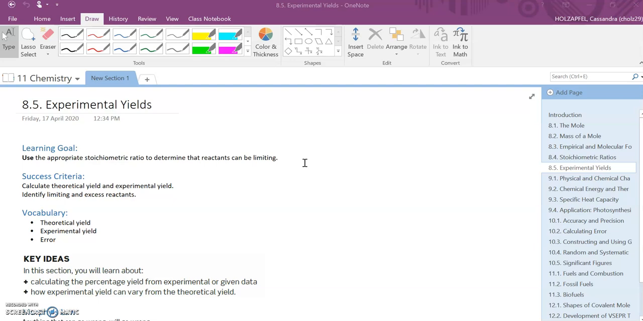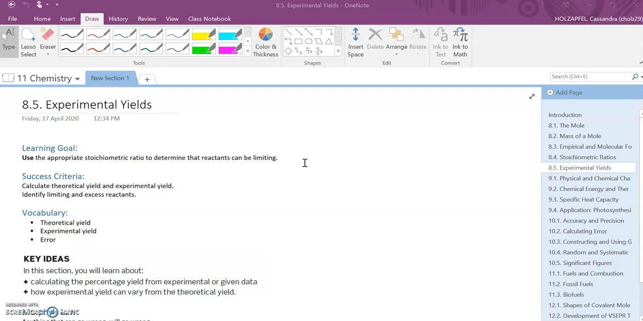So what we're going to be looking at today is experimental yields. In our last chapter, we were talking about using stoichiometric ratios and balancing equations. We're going to use that information now to help us determine an experimental yield. Success criteria for today: calculate theoretical yield and experimental yield, and then identify limiting and excess reagents. We've spoken a little bit about limiting and excess reagents, right?